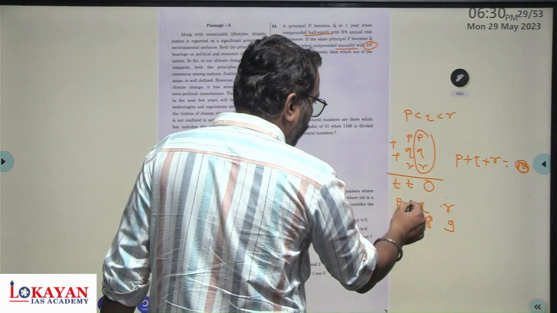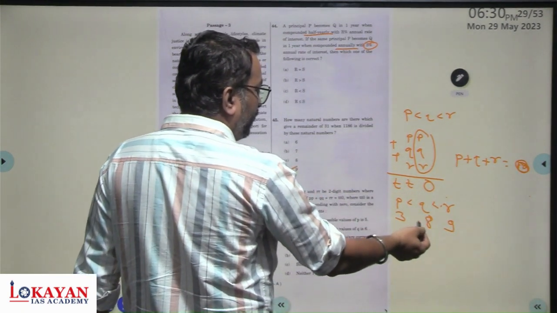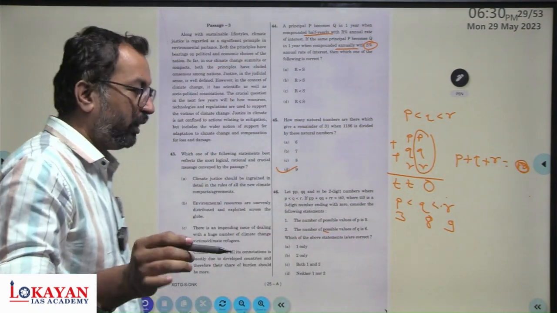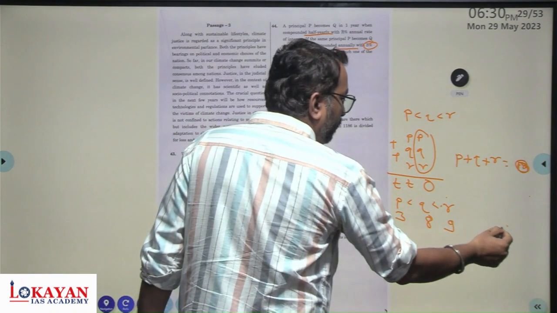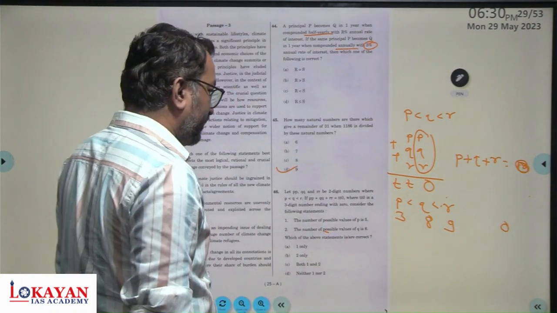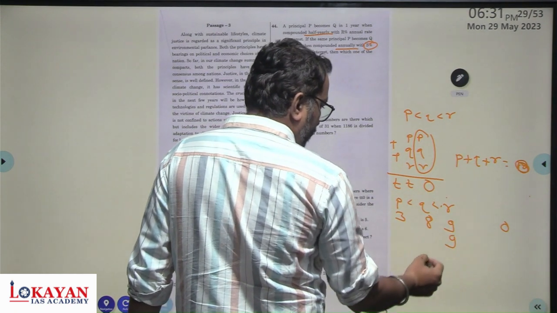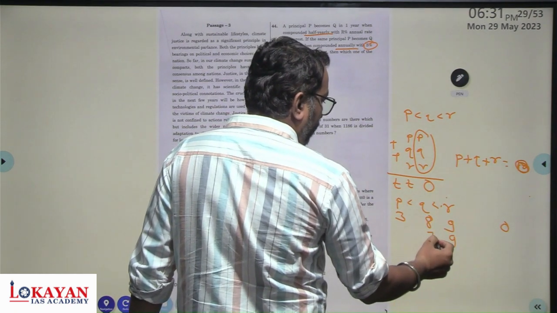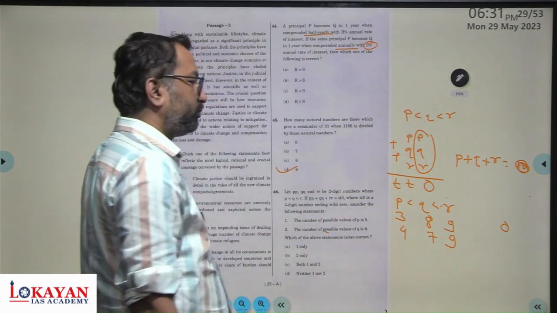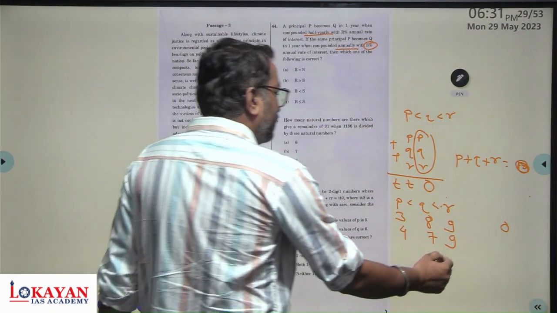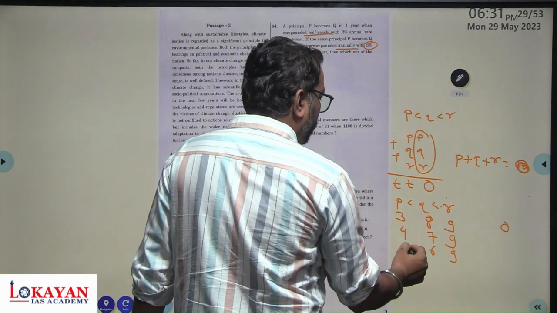P is less than Q, Q is less than R. And look at the addition: 9 plus 8 is 17, plus 3 is 20. So the unit place becomes 0. Next condition: R is 9, Q will be 7. 9 plus 7 is 16, so P will be 4. R is 9, Q is 6, then P will be 5.